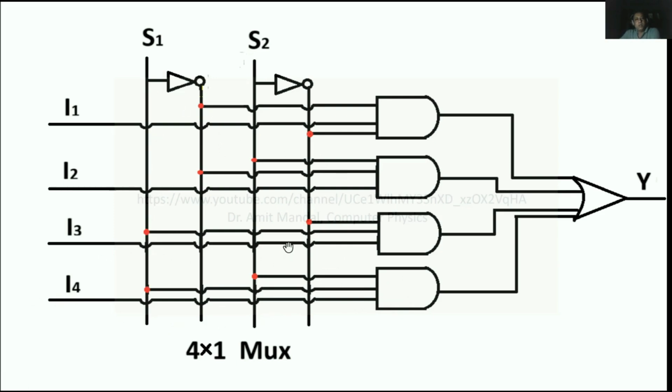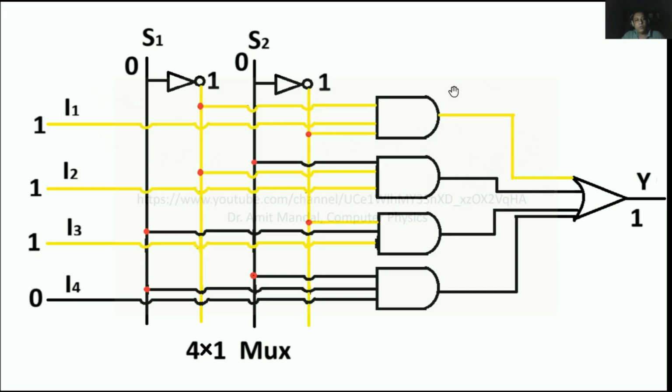Okay. Now, suppose I1 is 1, and I2 is 1. Data coming from I1 is 1, I2 is 1, I3 is 1, I4 is 0. And I have to select only I1 for the ultimate output. What can I do? I can go like this. These yellow lines are for 1 and black for zeros. So in case I am inputting 0 to the selector S1, then this line will be 0.